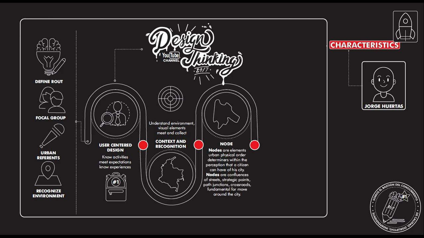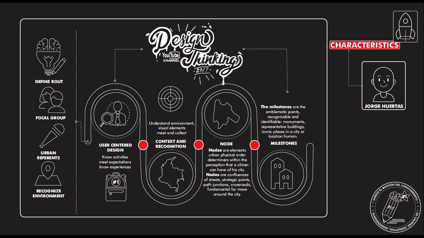So, like I was telling you, nodes are physical elements that determine the perception that cities have. And nodes are confluences of streets, strategic points, junctions of paths, crossroads, fundamentally everything that has intersections. So, why is that important? Because people used to meet on the streets and on the corners. But now things have been changing, so we need to understand which is the behavior that people are having around them, and of course to understand different components and different developments that we can have.